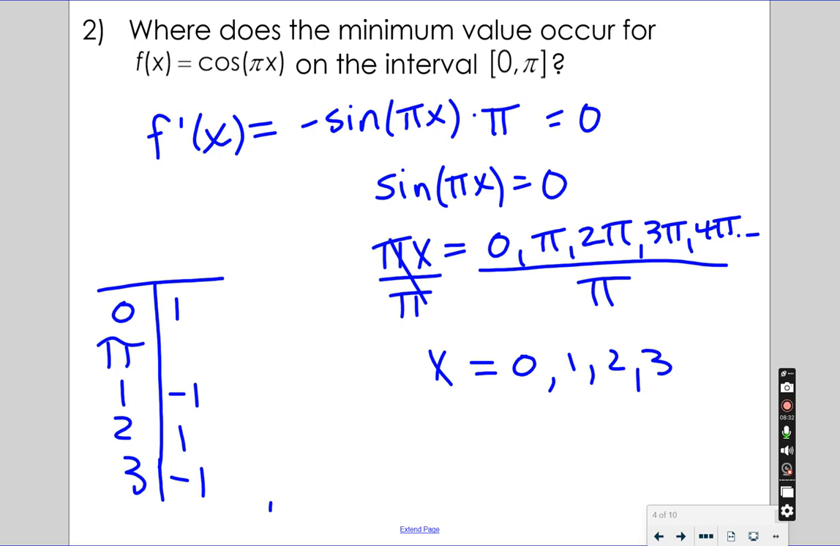Okay, so if we don't know how to evaluate cosine of pi squared, let's just pause for a moment. Cosine, think about what that looks like. Do we know what the absolute max and min values are of cosine? 1 and negative 1. Doesn't it go between 1 and negative 1? So we know the minimum value is negative 1. So I don't even really care what this is. It says where does the minimum value occur? So where does it happen? X equals 1 and 3.